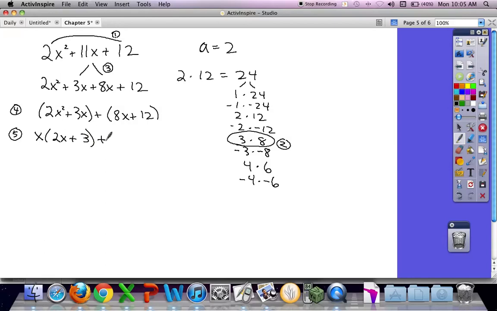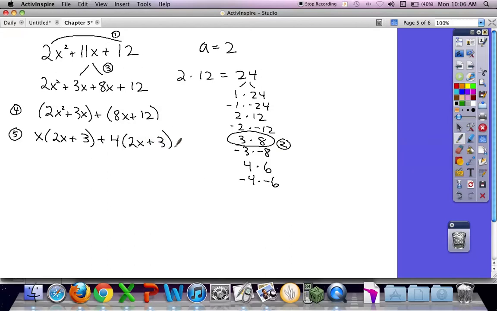Okay, next set of parentheses. What is the common factor between 8x and 12? Not just any common factor, but the greatest common factor. I mean, you could notice that 2 divides into both of those. The question is, is there a greater common factor? And there is, 4. 4 divides into 8 evenly, and it divides into 12 evenly. So I'm going to factor out a 4. What's left if I factor 4 from 8x? The answer is 2x. What's left if I factor or divide 12 by 4? The answer is 3.